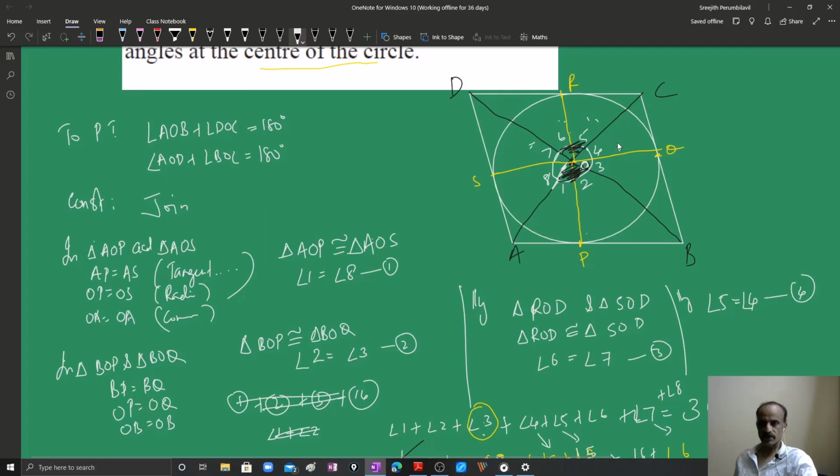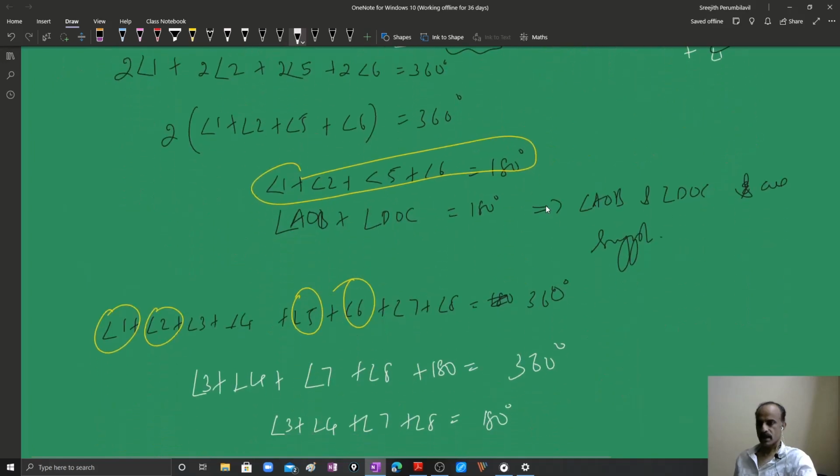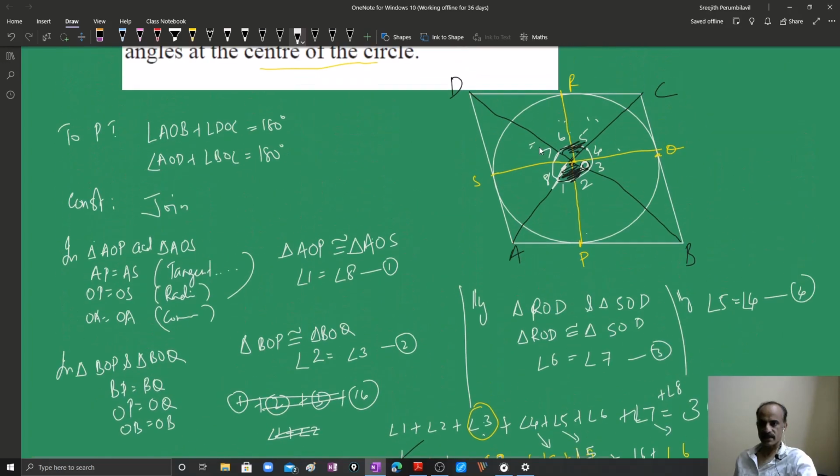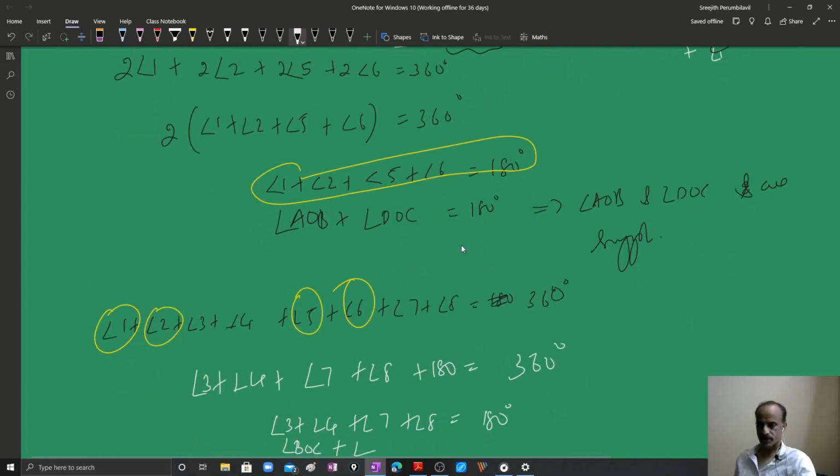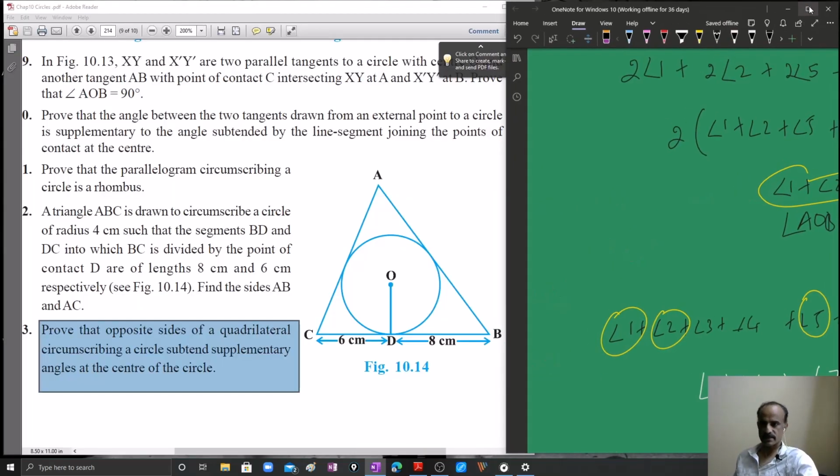What are 3 and 4? When you look at 3 and 4, you can see angle BOC. This is angle BOC plus angle 7 and 8. 7 and 8 form angle AOD. That is equal to 180 degrees. That means those angles are also supplementary angles. So that's it with the reader questions, exercise questions.